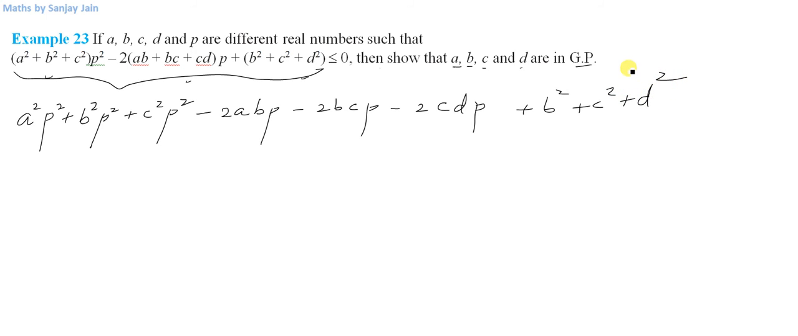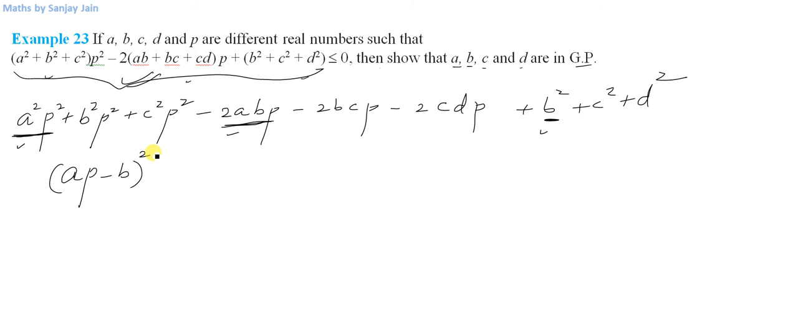This is the expression written on the left hand side of this inequality. Why have I expanded it? Because I saw that I can convert it into complete squares. If I club the terms a squared p squared, minus 2abp and b squared, I get (ap minus b) whole squared. So I've got a term which is a whole square.